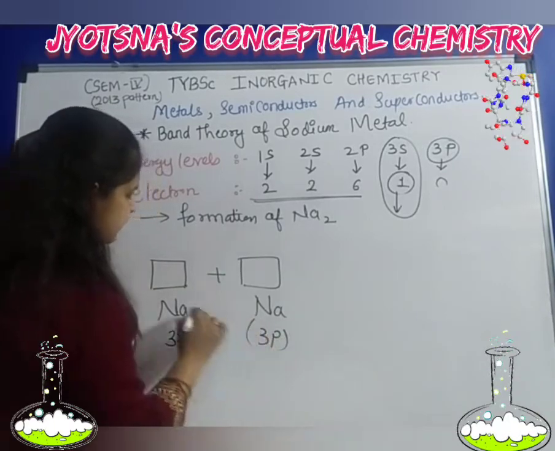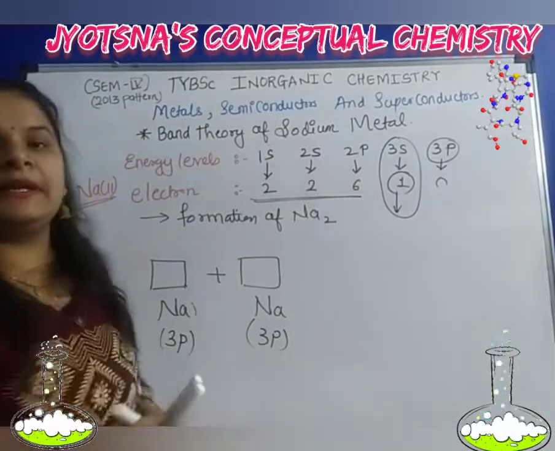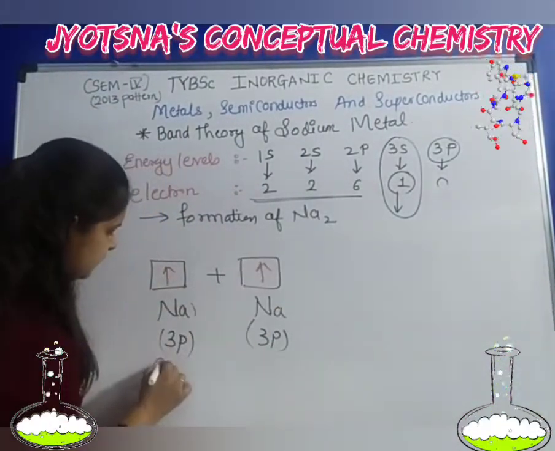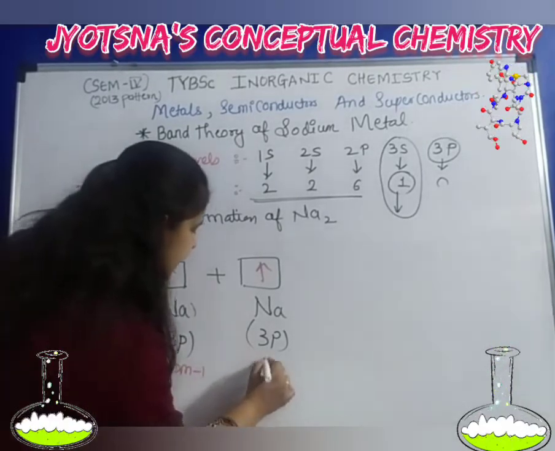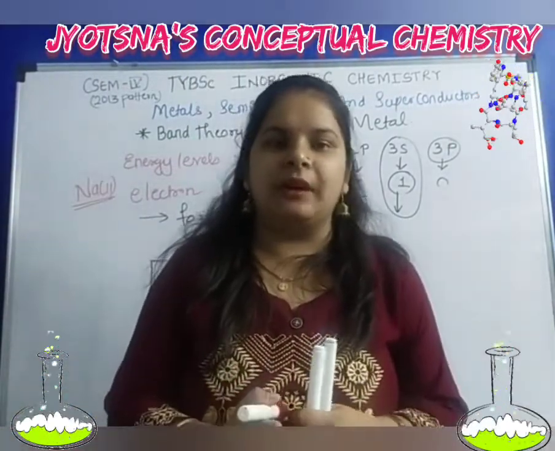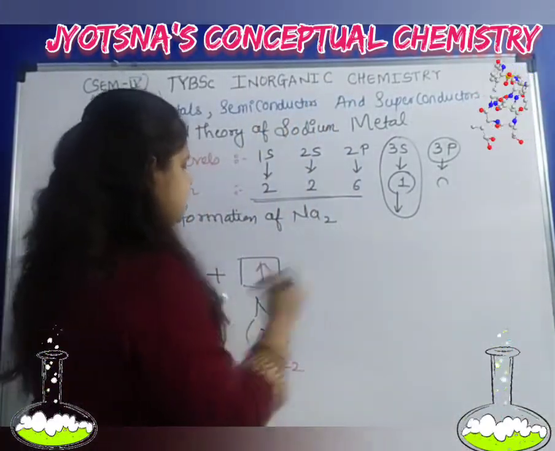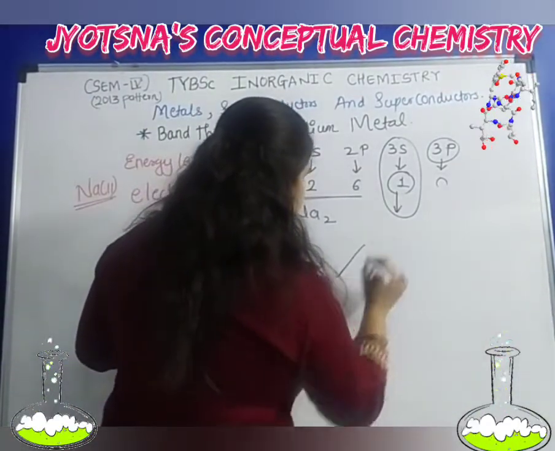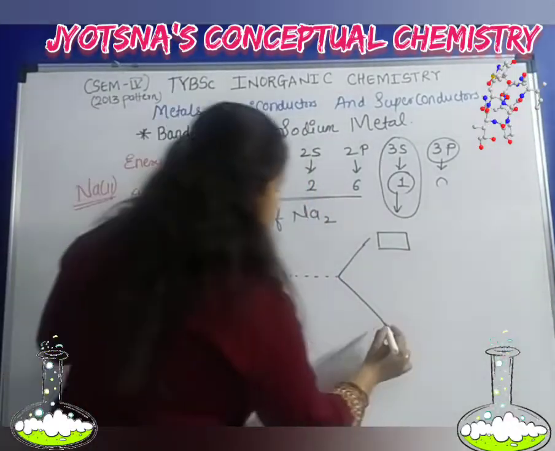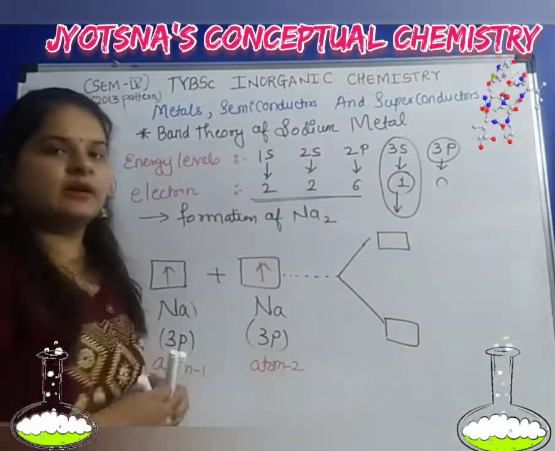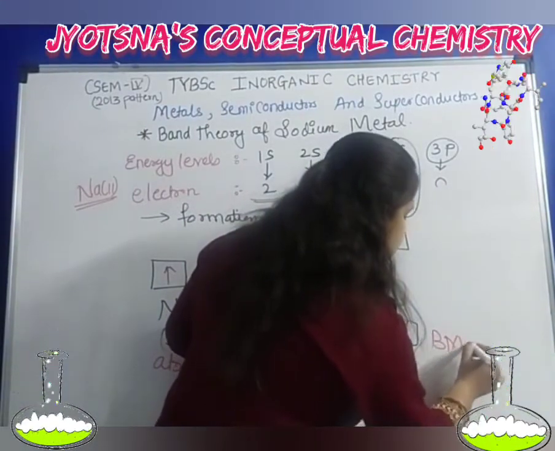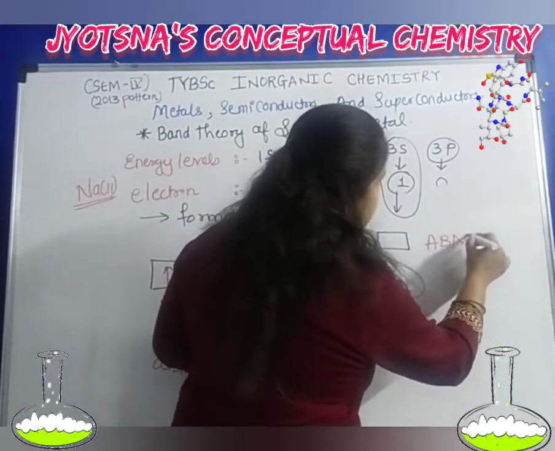Okay, it contains how many electrons? Yes, it contains one electron. Here you can write atom 1, and here atom 2. So two atoms combine and overlap to form two orbitals, that is the bonding molecular orbital and the anti-bonding molecular orbital. See, 1 plus 1: one will go up and one will come down.